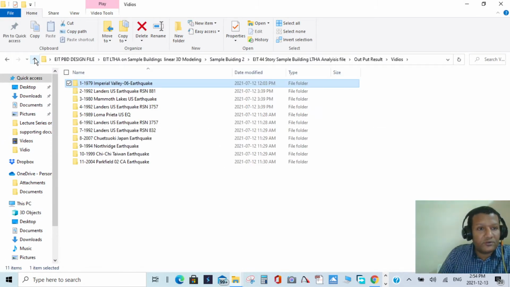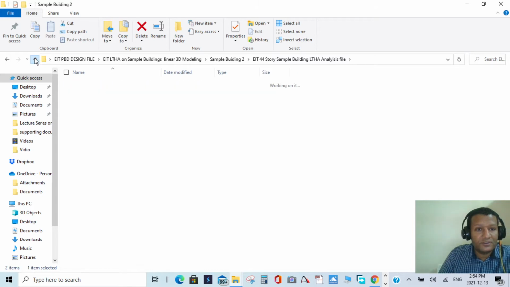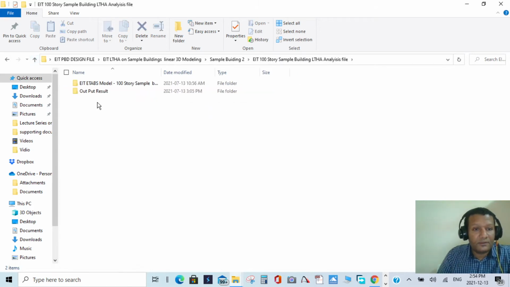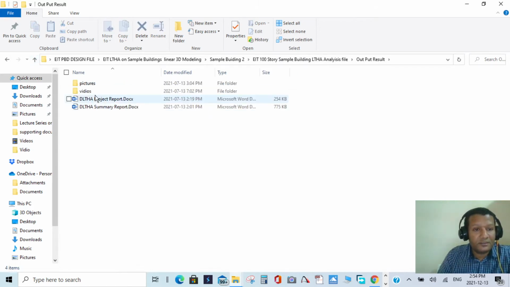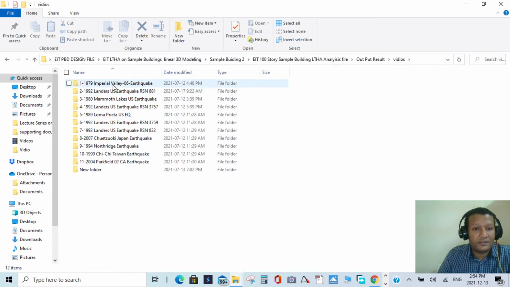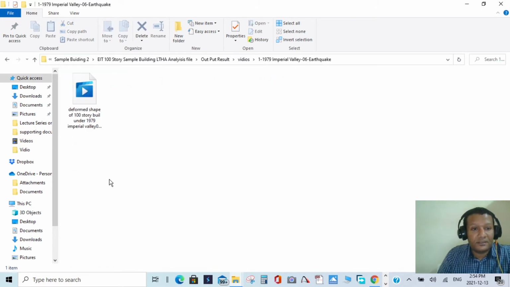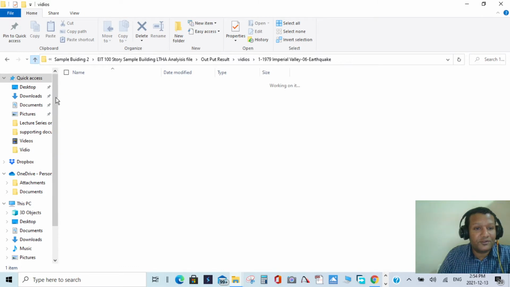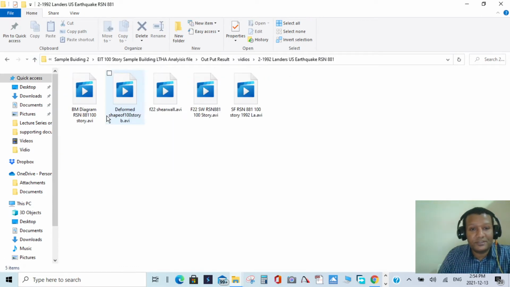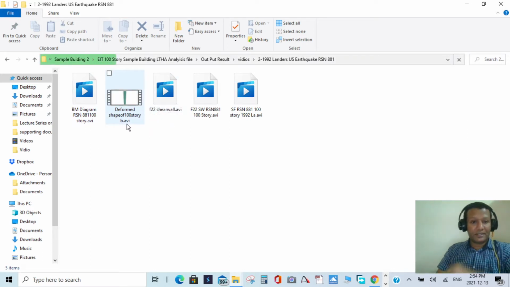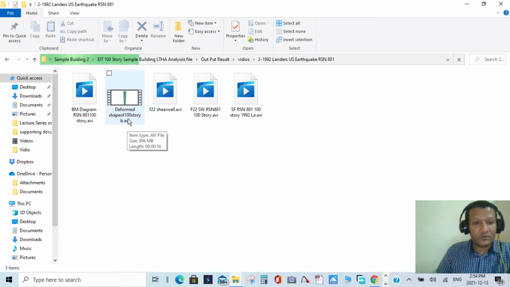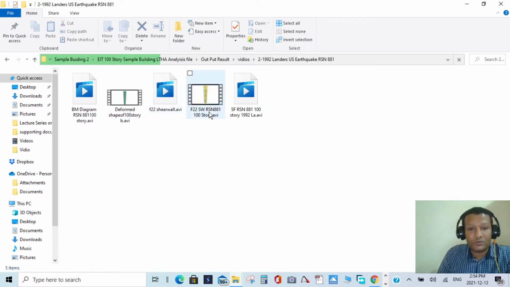I think I have the 100-story also. Output result, yes, I think I have only one video. Okay, this is the bending moment, this is the deformed shape, this is for the shear wall, F22, and the shear force also.